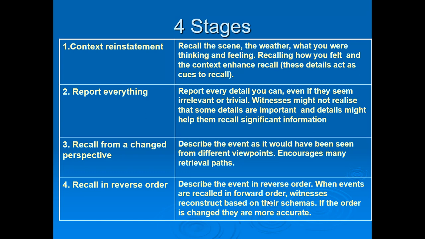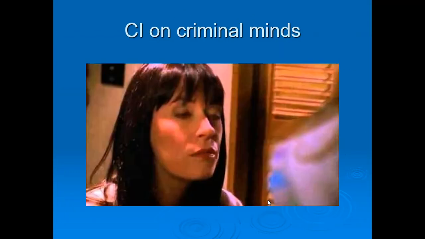So context reinstatement is thoughts and feelings from the time, in order to try and trigger some cues. Again, it's cue dependent, to try to recall more information. Report everything is not deciding which information is more or less important. It's just recalling everything you possibly can. Recalling from a changed perspective is looking at it from across the street or from someone else's point of view, to see if that makes a difference to what you recall. And recalling in reverse order is when you go non-chronologically, because we tend to use our schema to create a chronology of our memory.